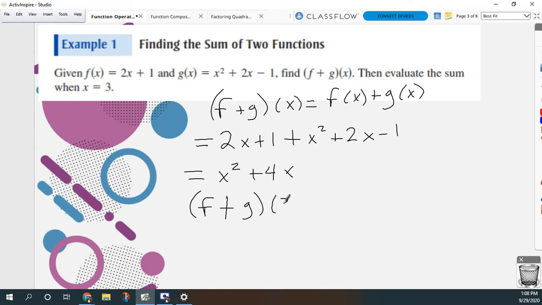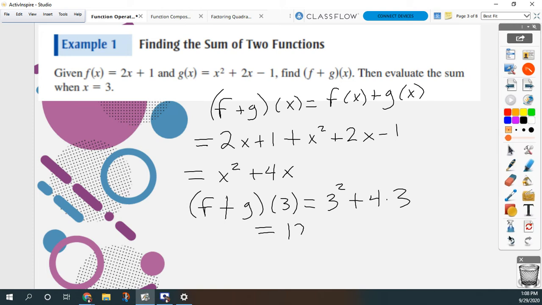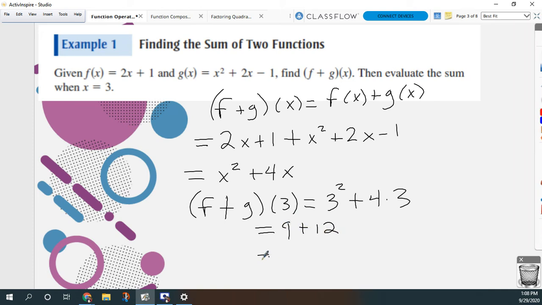And there are two different ways that we could do this. First, we could plug in 3 to f, plug in 3 to g, and then just add those together. However, since we have already found our f plus g, we can also just go ahead and plug into that expression instead. So we end up with 9 plus 12, which gives us 21.